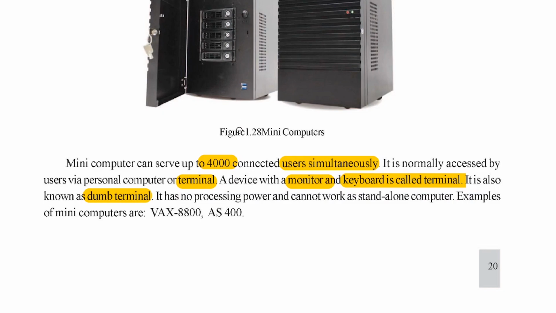Minicomputers perform much faster compared to personal computers. Even personal computers can be connected to minicomputers. Examples of minicomputers are VAX 8800 and AS 400. In exams, they may ask you to write a note on minicomputers, so you have to explain and also give an example, such as VAX 8800 or AS 400. These are theoretical concepts, and they may ask 1 mark, 2 mark or 3 mark questions in the exams.